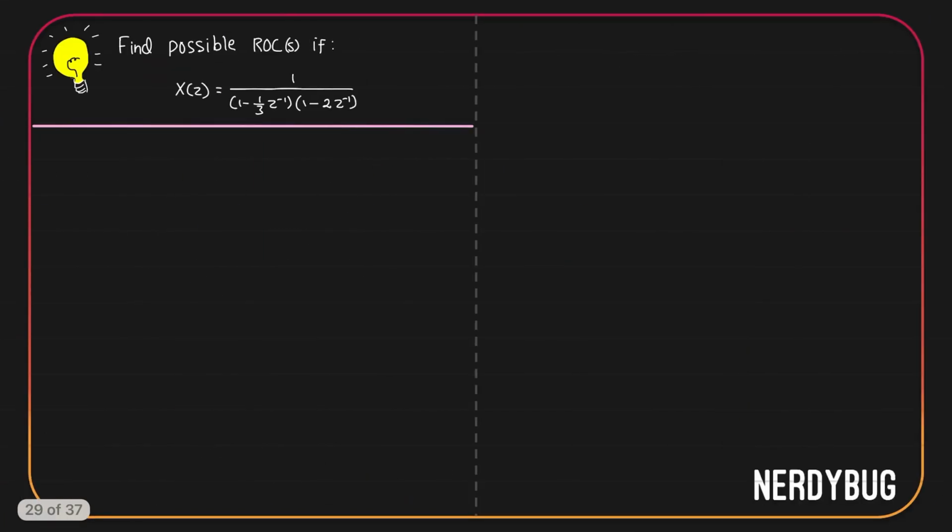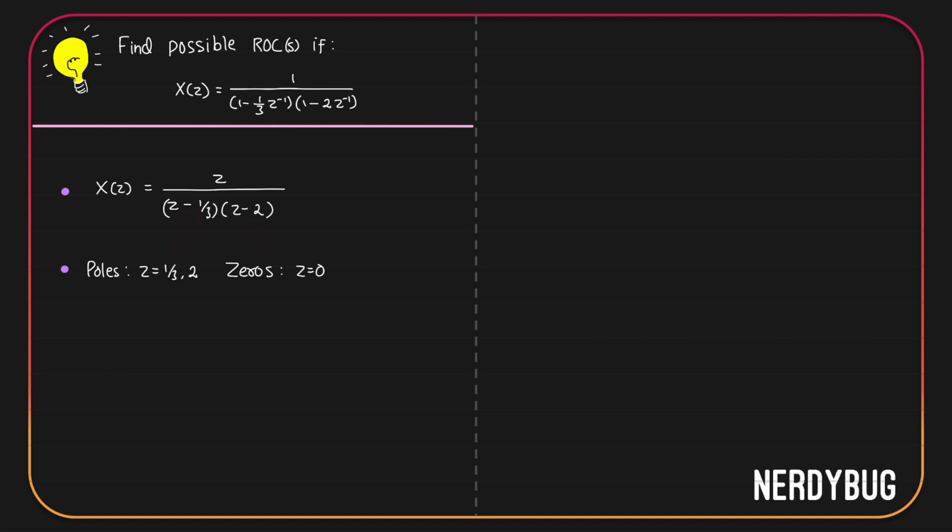Let us now solve a problem. We have to find the possible ROCs if x of z is 1 by 1 minus 1 by 3 z inverse multiplied by 1 minus 2 z inverse. To see the zeros and poles properly, let us multiply the denominator and the numerator with z. Then we get x of z is equal to z divided by z minus 1 by 3 multiplied by z minus 2. So obviously we have a 0 at z equal to 0. We have a pole at z equal to 1 by 3, another pole at z equal to 2.